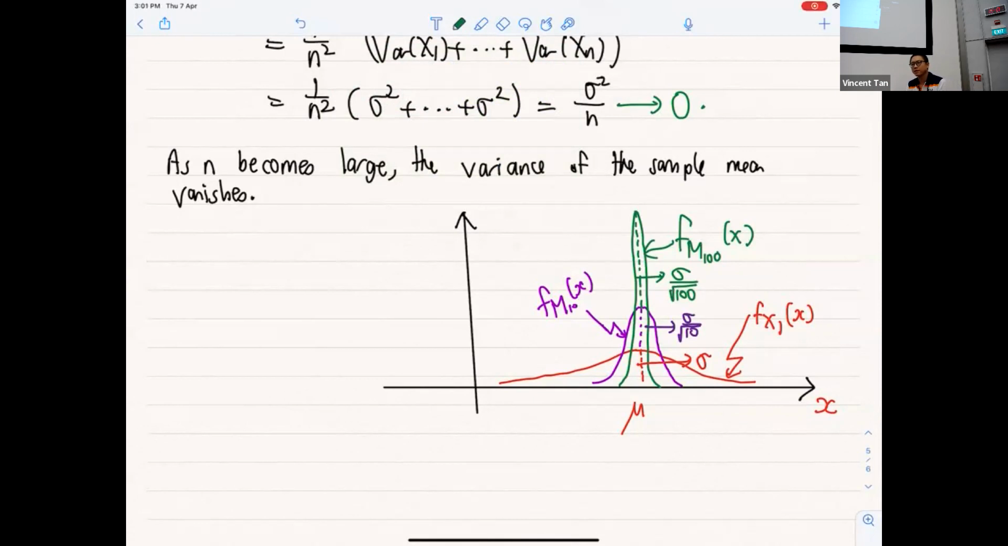I teach this more properly; you can watch my YouTube videos. This is called the weak law of large numbers, but there's a more proper way of saying this. There's also something called the strong law of large numbers.